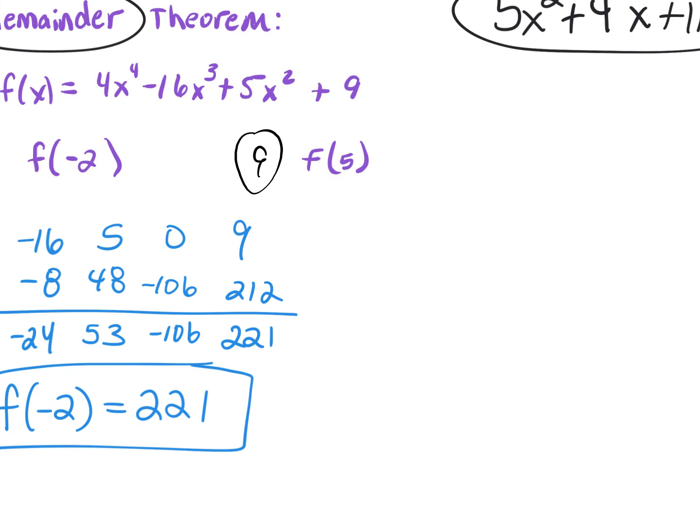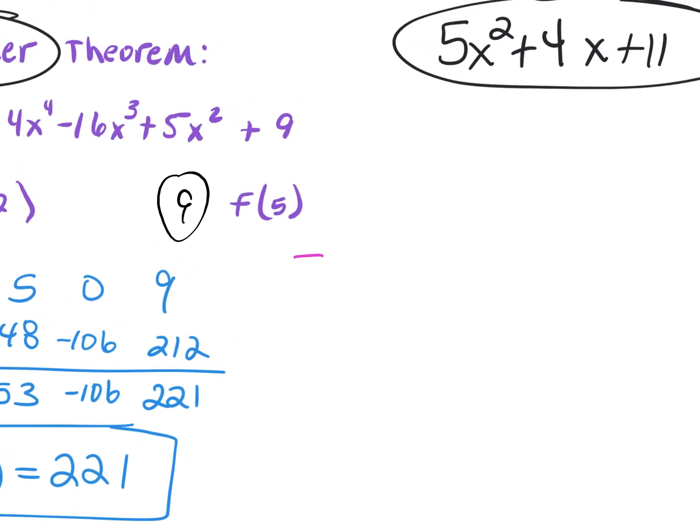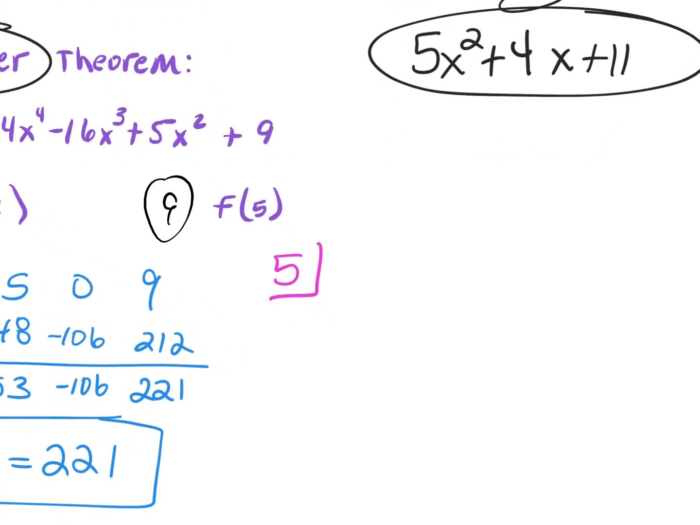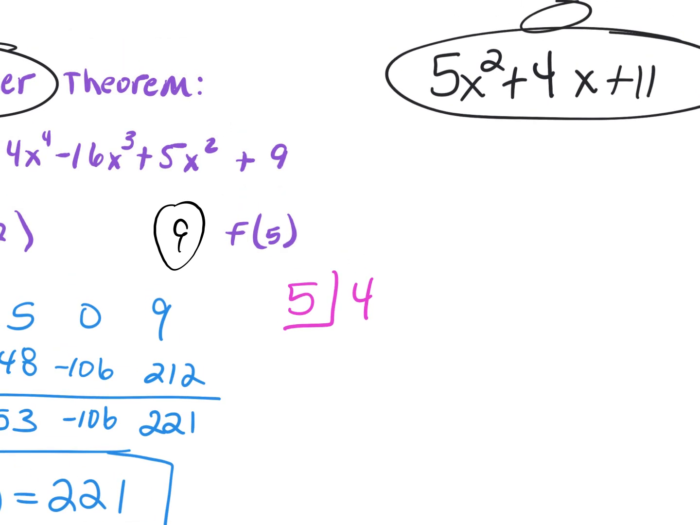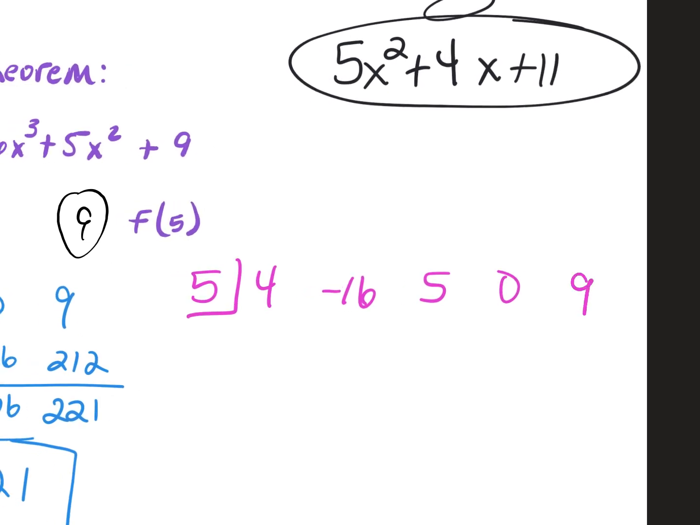I'm now going to synthetically divide using what number? 5. Okay. Guys, don't be alarmed if numbers are large or something like that. Just make sure you take your time. Use your brains. You guys can do this. Write out your coefficients. It's 4. Negative 16. 5. 0. And 9. If I forget that placeholder, is it really that big of a deal? Yes. Super big. Super huge.